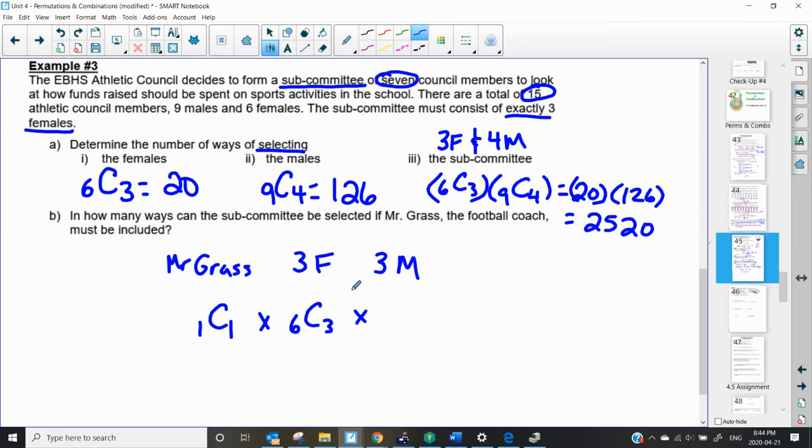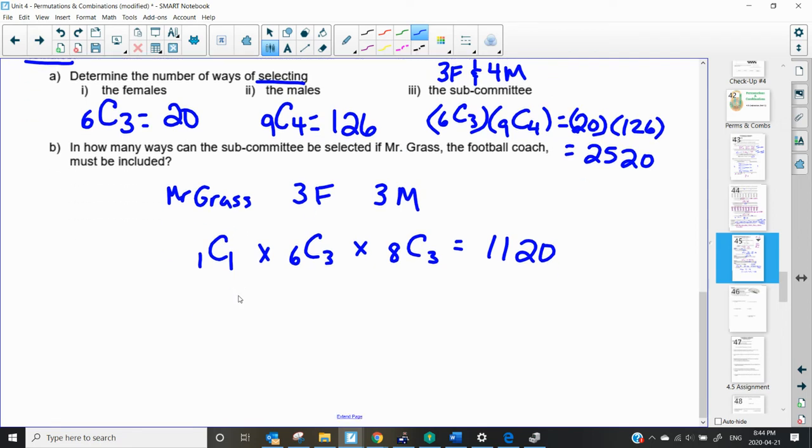So if we have Mr. Grass is 1 choose 1, and the females are 6 choose 3, the males then are 8 choose 3. And so if we multiply this all out, we're going to have 1,120 combinations. Now, if we write this out, a lot of times you might not see the 1 choose 1 because the 1 choose 1 just totals to 1. So you often will see people just write 6 choose 3 times 8 choose 3.